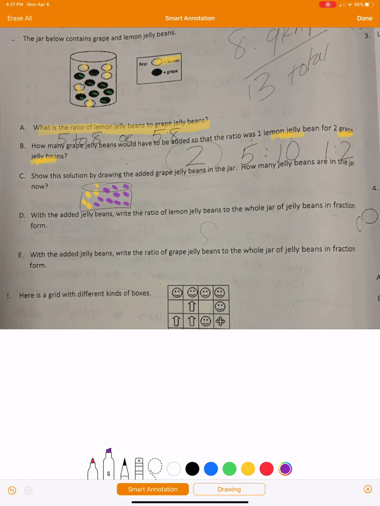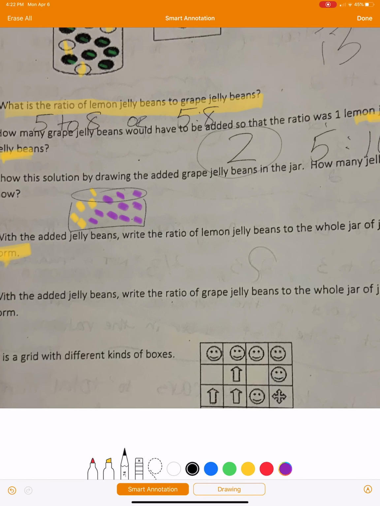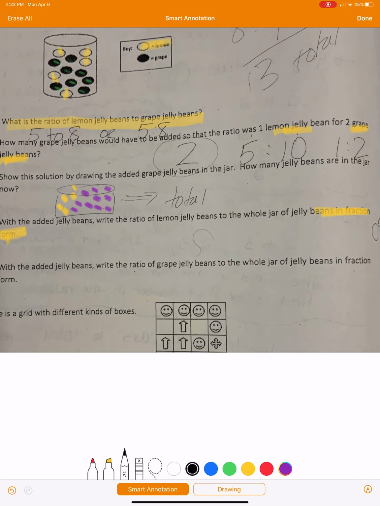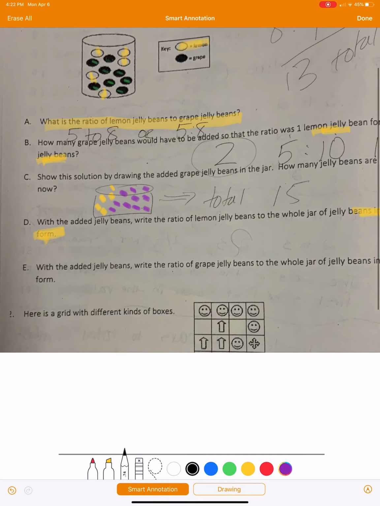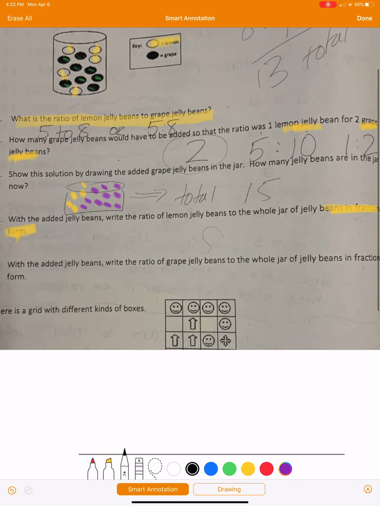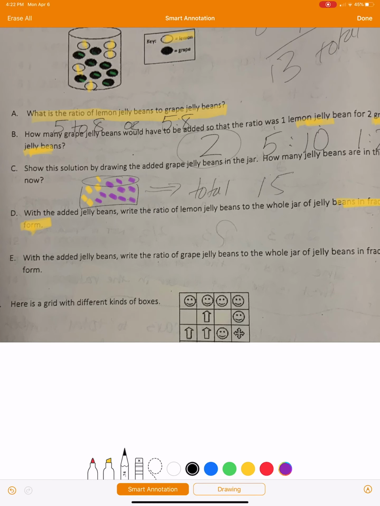With the jelly beans added, write the ratio of lemon jelly beans to the whole jar. Notice they talked about it in fraction form, so this is where it's okay to use a fraction. We have to go back to how many total things are here. If I count them out, there's 10 purple and 15 yellow, so there's 15 total. Lemon would be 5 over 15, or as a simple fraction, 1 out of 3.